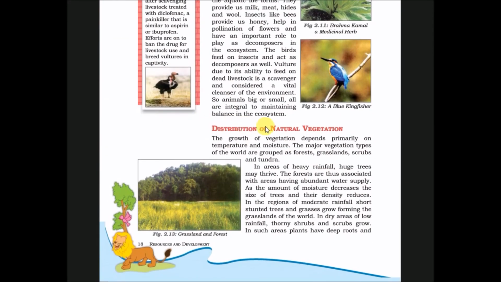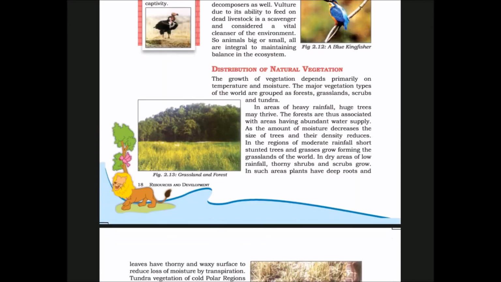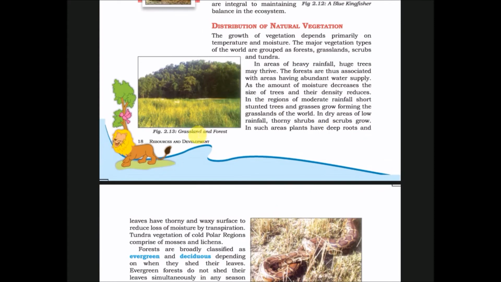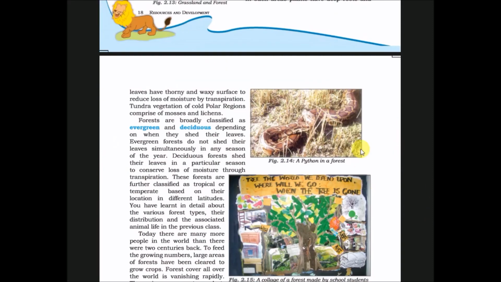Now, distribution of natural vegetation. Distribution of natural vegetation means in some areas there are many grasslands and in some areas there are deserts. In some areas there is very heavy rainfall, and in some areas there is drought. In some areas there is a snake like a python, and in some areas there are only mice, rats, insects.